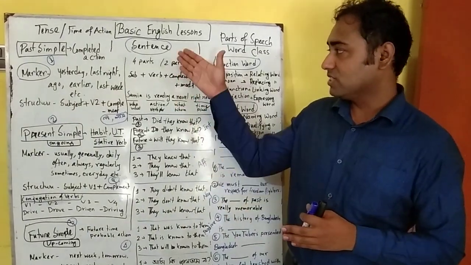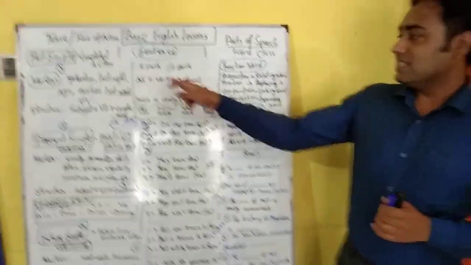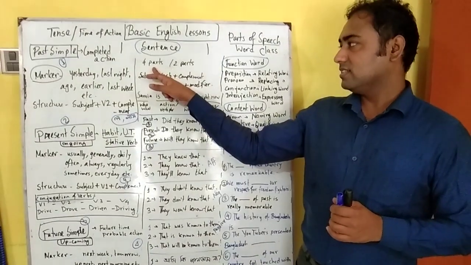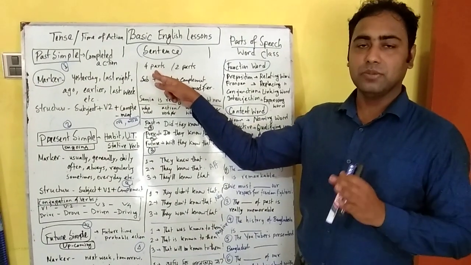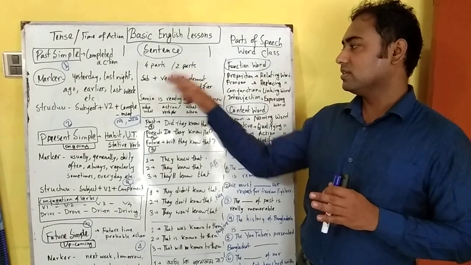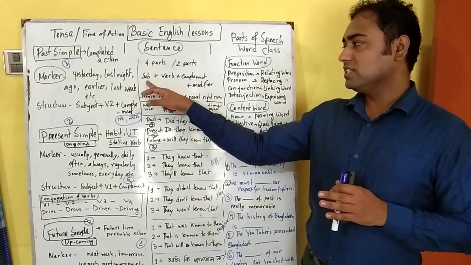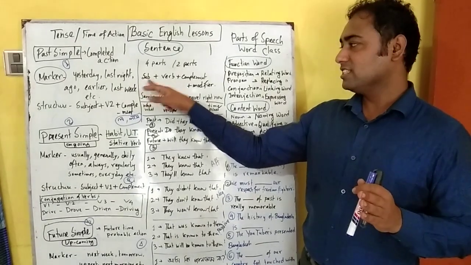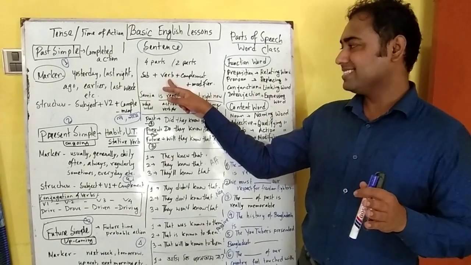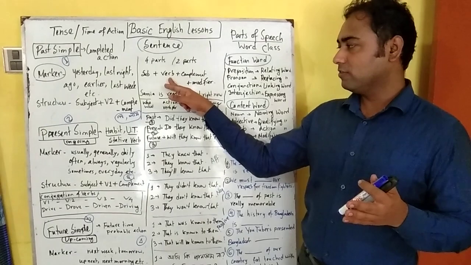Before that, let's come to sentence. Sentence usually has 4 parts. Every sentence usually has maximum 4 parts and minimum 2 parts. Subject, verb, complement, and modifier. So what is subject? Subject is the agent in a sentence. Verb is the action in a sentence. It could be a verb phrase, a group of verbs.